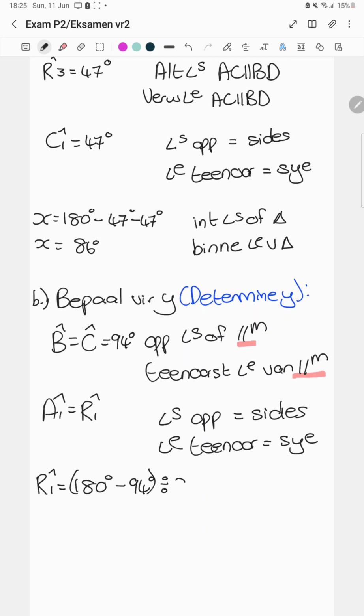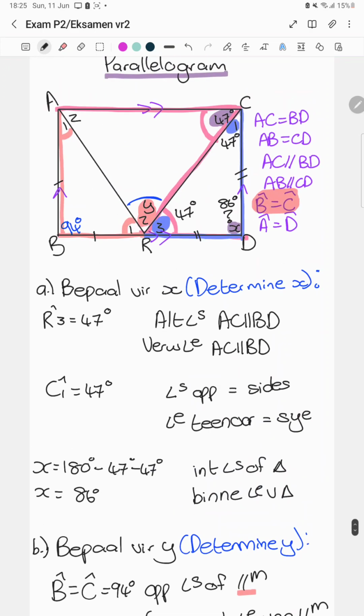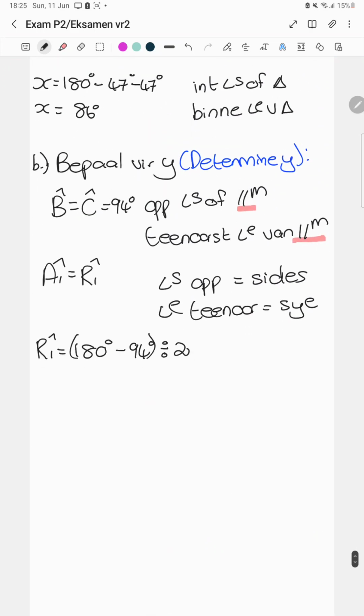Okay, so I'm going to minus the 2 and divide it by 2 because those two angles are exactly the same. And that will give me an answer of 47 degrees.